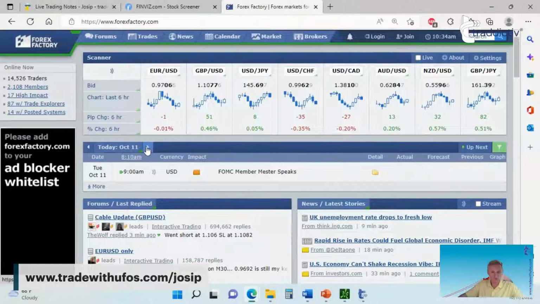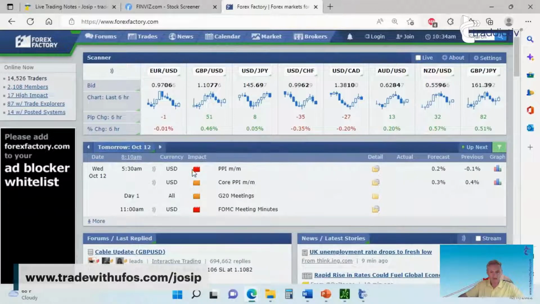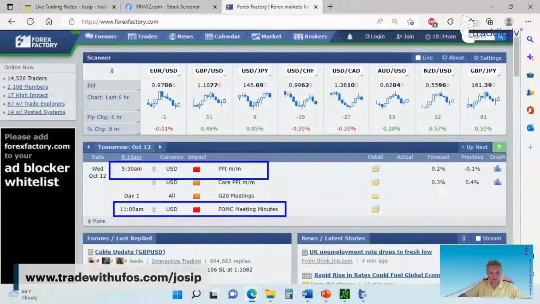But if I move to tomorrow, you're going to have two red flag events. The one red flag event that you have is the producer price index, and expect tomorrow there's going to be a gap. Then at 11 o'clock, one of the Fed heads is going to release the Federal Open Market Committee meeting minutes, and we're going to be reading these minutes, kind of gauging what is going to be in the future. So Wednesday, expect the gap either up or down.